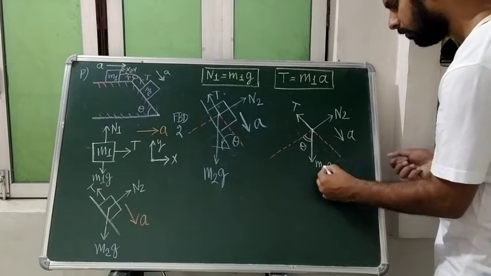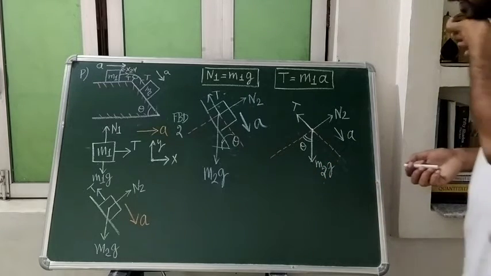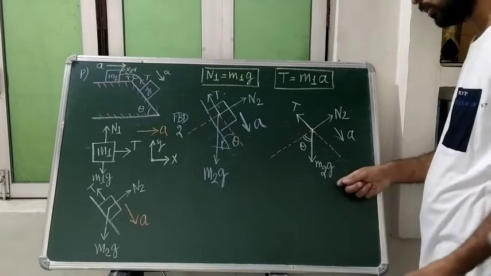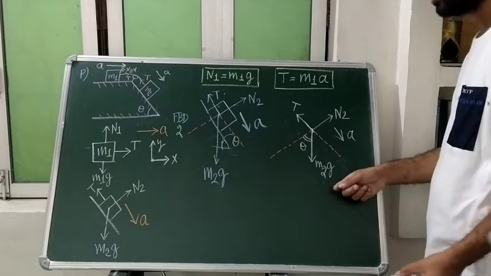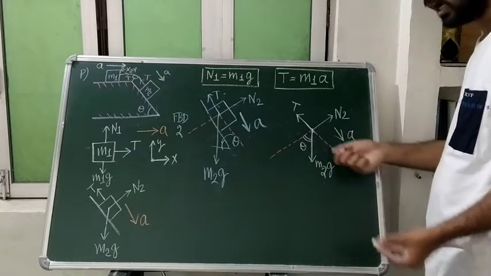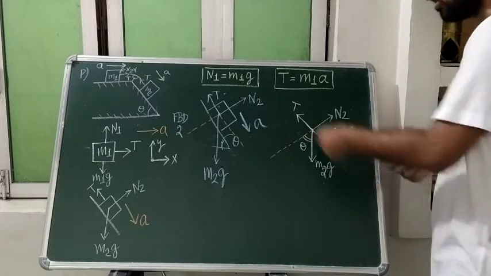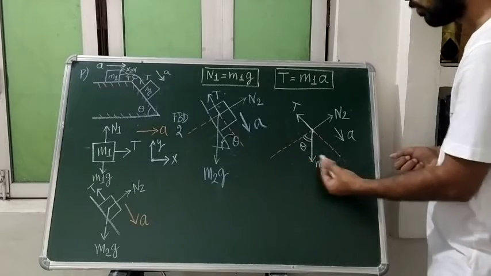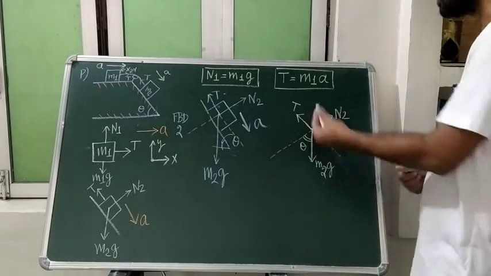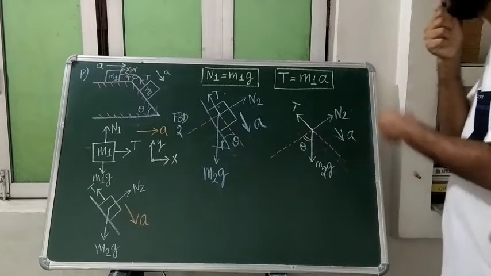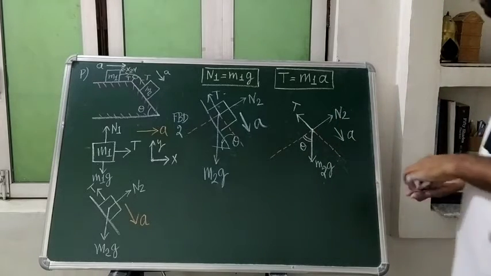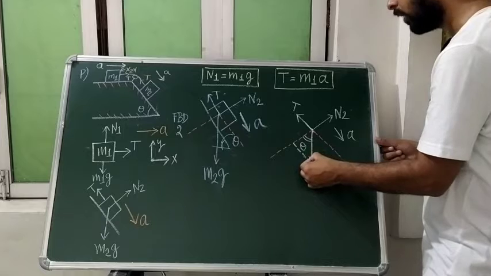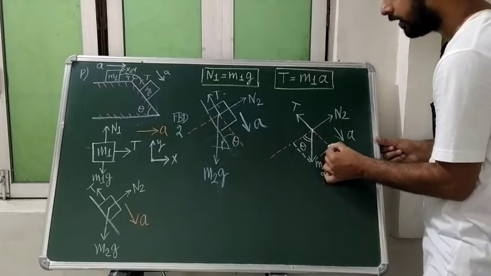I am sorry. Between 1 and 2 I will get confused every time. That M2G is going to act here. So only this force due to gravity is present, which is not either along the contact surface or perpendicular to the contact surface. So what can we do? We can resolve it to the perpendicular direction and along the direction. Isn't it, student?